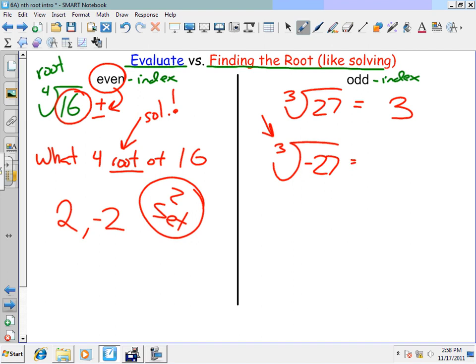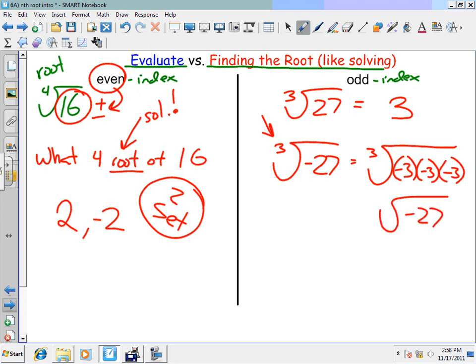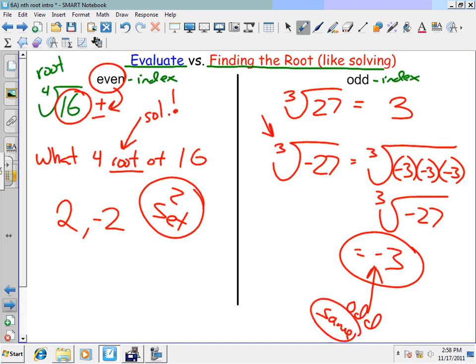Well, let's take a look here. The cubic root of -3 times -3 times -3, well, that's going to be -27. So the cubic root of -27 is simply -3. The sign for odd ones is the same, whereas here we had an odd, positive, positive, same.